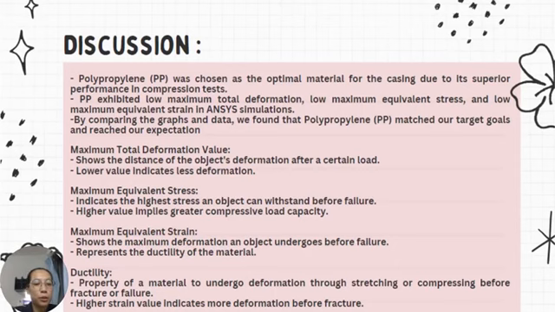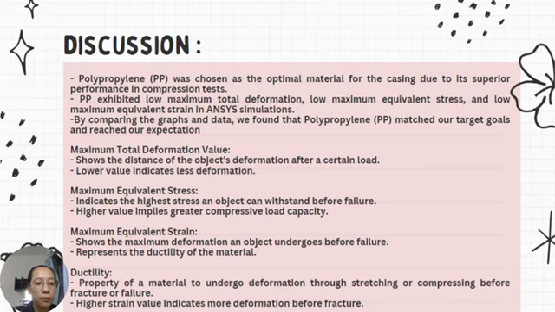We will continue part 2 discussion. Polypropylene was chosen as the optimal material for the casing due to its superior performance in compression tests. PP exhibited low maximum total deformation, low maximum equivalent stress, and low maximum equivalent strain in ANSYS simulation. By comparing the graph and data, we found that polypropylene matched our target goals and reached our expectation.